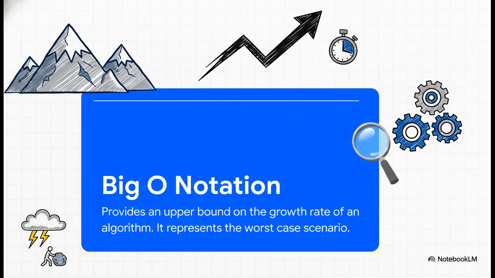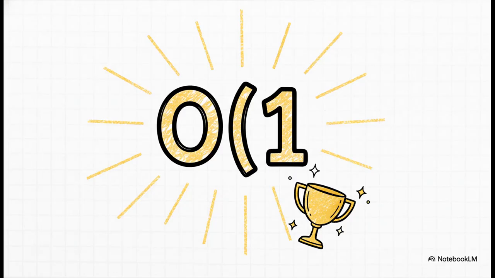What Big O really does is describe the worst-case scenario. It gives us an upper bound on how long things might take. It's answering the question, okay, in the absolute worst possible situation, how bad can this get as my data grows? It's all about planning for the toughest possible job. Let's dive into some examples.